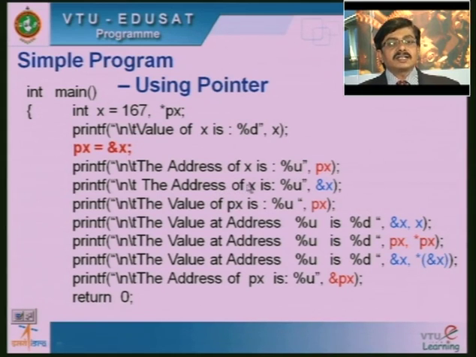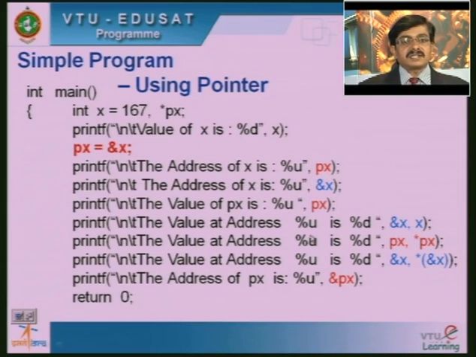Another way of printing the address of x is with the value of ampersand of x. Ampersand of x and px remain the same there. The value of px is %u, comma, px. What exactly is the value of px? It is nothing but the address of x only, because it is holding the address of x. The px, ampersand x and px here, all three will print the address of x only.